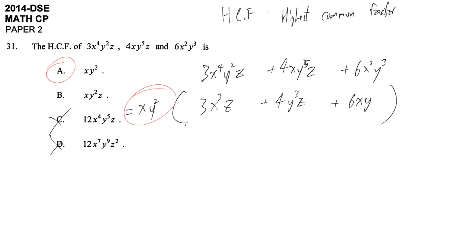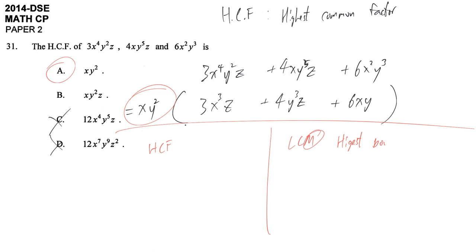And how about LCM? HCF is the least, a smaller value. So similarly, LCM is a bigger value, a multiple that can divide all these items to give you integer results. So for LCM, we choose the highest power of each factor, to ensure that it is big enough to divide all these items. This is called LCM, least common multiple.